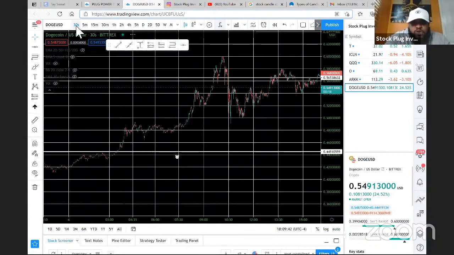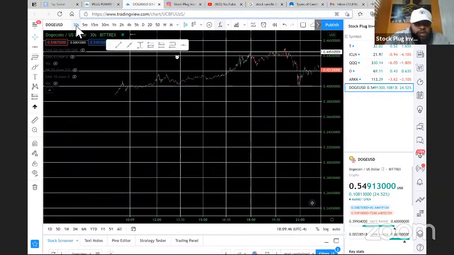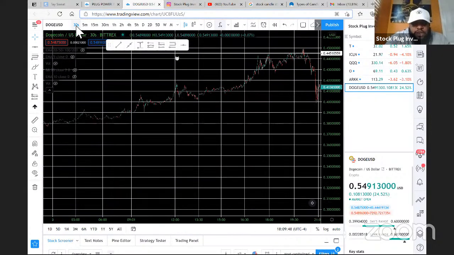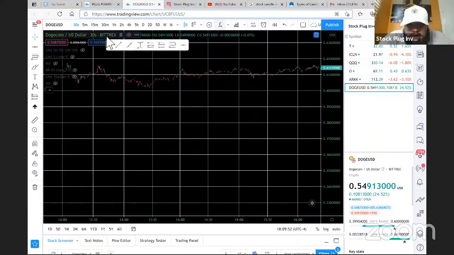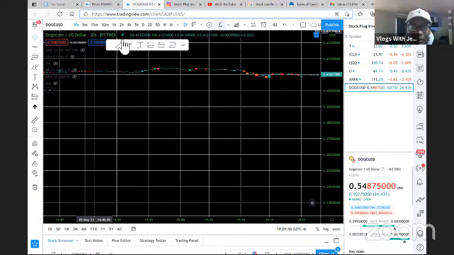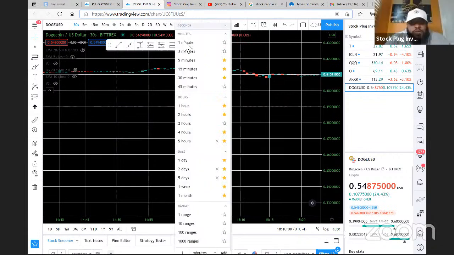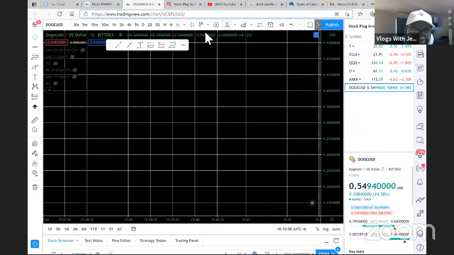Look at that. This is DOGECOIN, by the way, y'all. This is the journey of the coin, and this is every 30 seconds. Every single one of these little candles is 30 seconds. You can go to 1 second too, I think. Let me see. Boom, that's tick by tick.